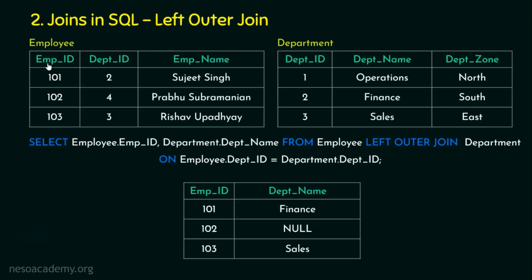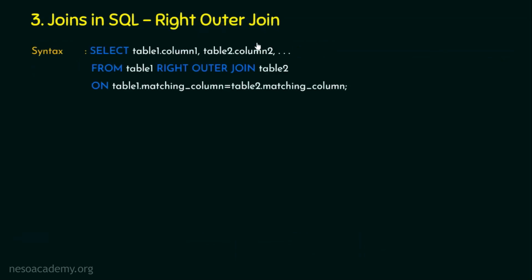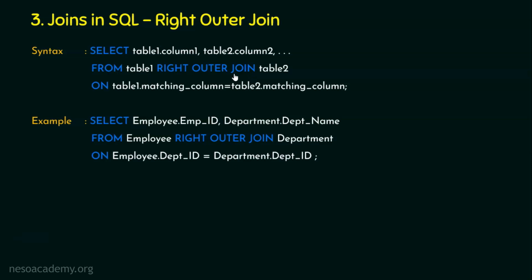In the left outer join, all the rows from the left hand side table will be appearing in the output. In right outer join, all the rows from the right hand side table will be there in the output. That's the difference between left outer join and right outer join. So the syntax is going to be the same, with the only difference, instead of left outer join, it will be right outer join. And the example is also going to be the same, with only differences. Instead of the previous example which had left outer join, here it is going to use right outer join. That's it. Now let's bring in the same example here.